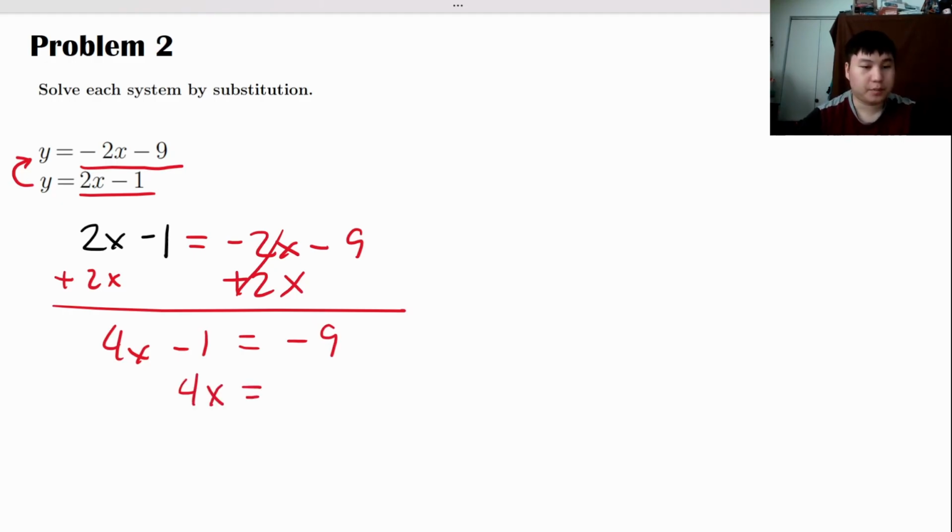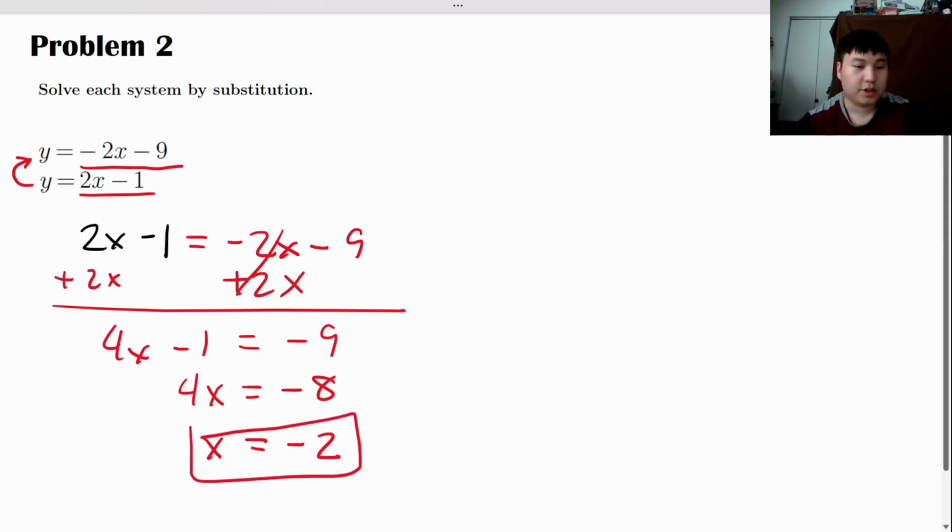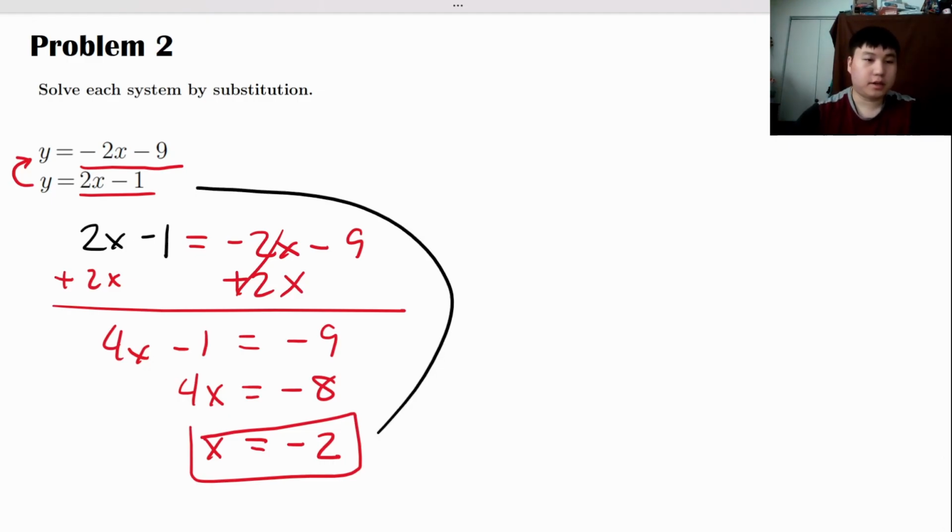We get negative 8. And then divide both sides by 4. We get x equals negative 2. That is our value. And now I'm just going to plug this into equation 2. I can still plug into here because in problem 1, I plugged into equation 1. It doesn't really matter which one you do.